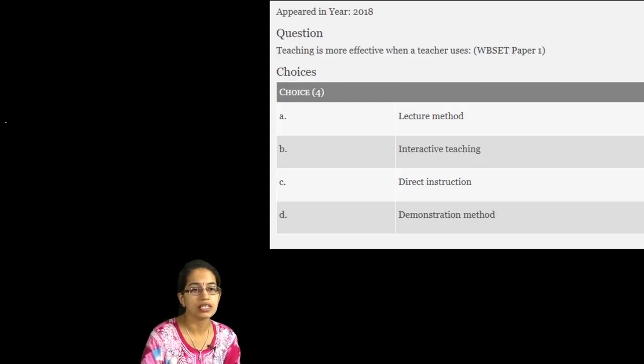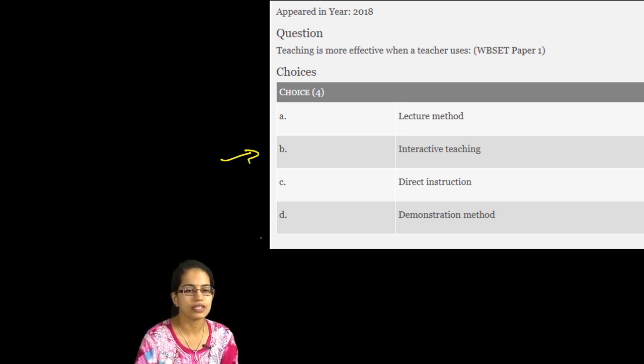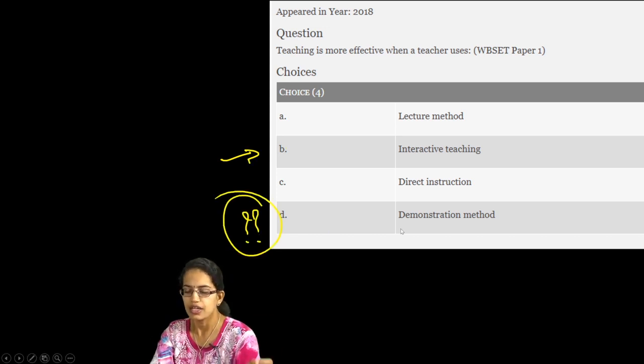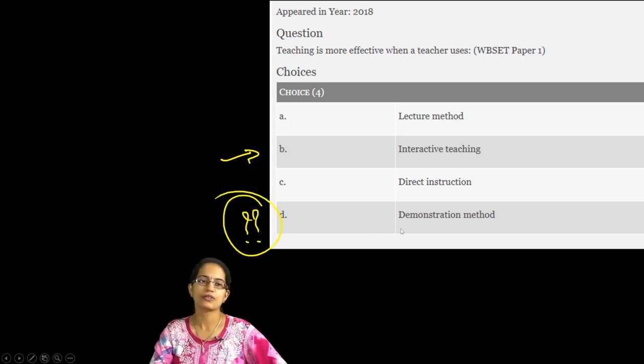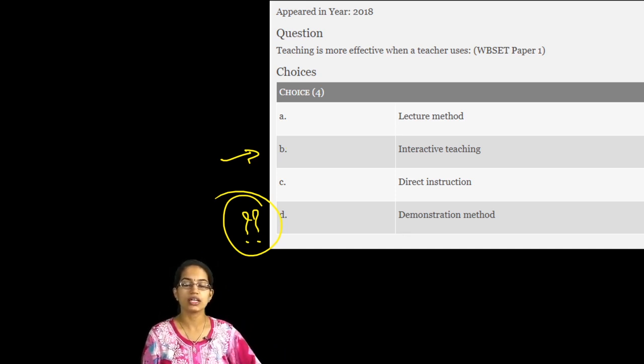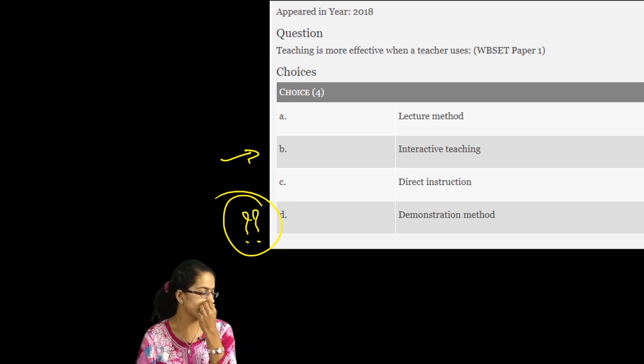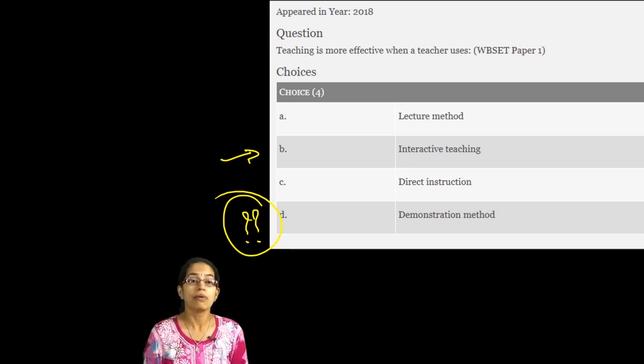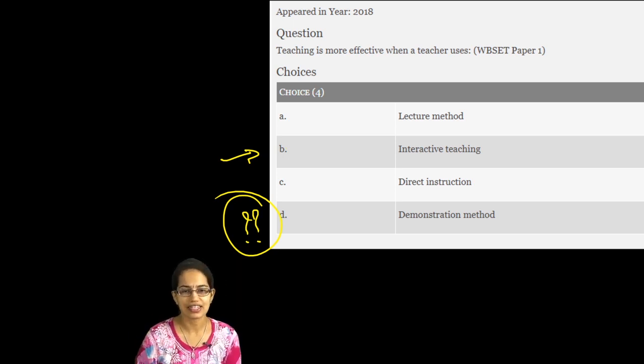The next question is, teaching is more effective when the teacher uses... Now I am saying it's interactive, but students have a doubt: why isn't it demonstration? So let's say all the videos that you have on Examrace YouTube, there are lots of demonstrations. These are in the form of animations, 3D models coming up. So there is demonstration, but still you have joined this course. Why? Because this is an interaction.